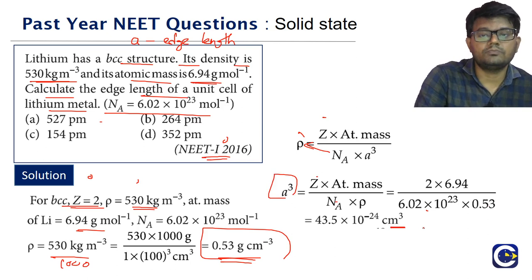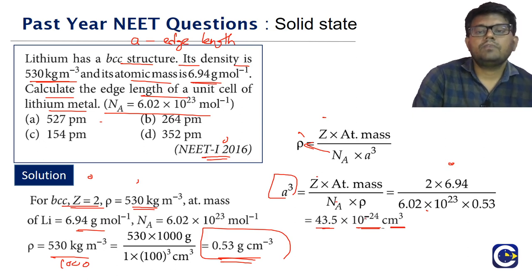Finally the A cube value will come in cc, or centimeter cube. If you simplify it, we will get the value approximately as 43.5 into 10 power minus 24 centimeter cube. This is the value of A cube. So from here we have to get the value of A.